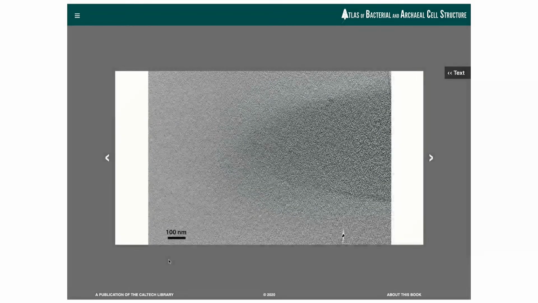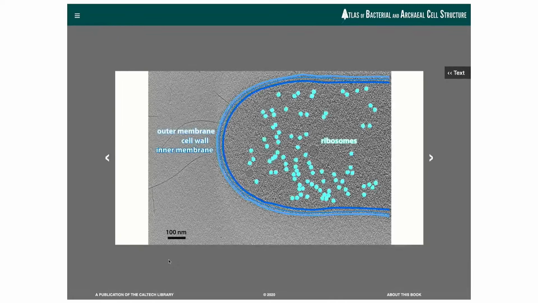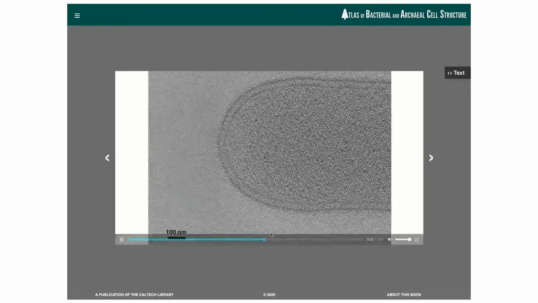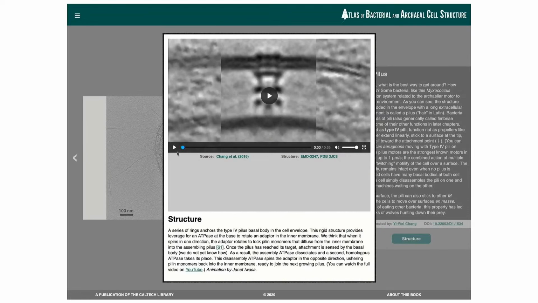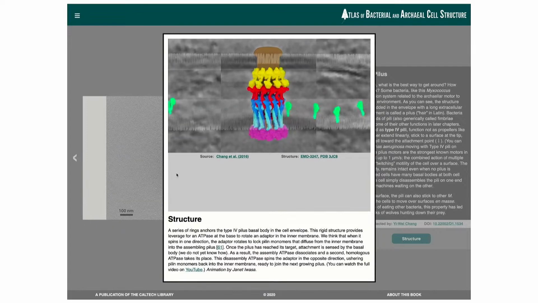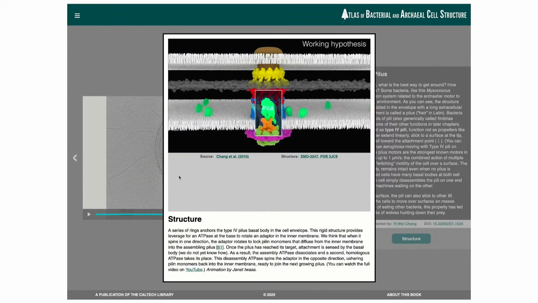This one is of Myxococcus xanthus, and it highlights our work on the type 4 pilus. Anyway, we have annotations to help people understand what they're looking at, because nobody knows unless they've been doing tomography for a while. There are little buttons you can ask for when we have more information about a structure or even how it works. We can link that in. So the book is flexible. You can get a lot of information or less depending on what you click.